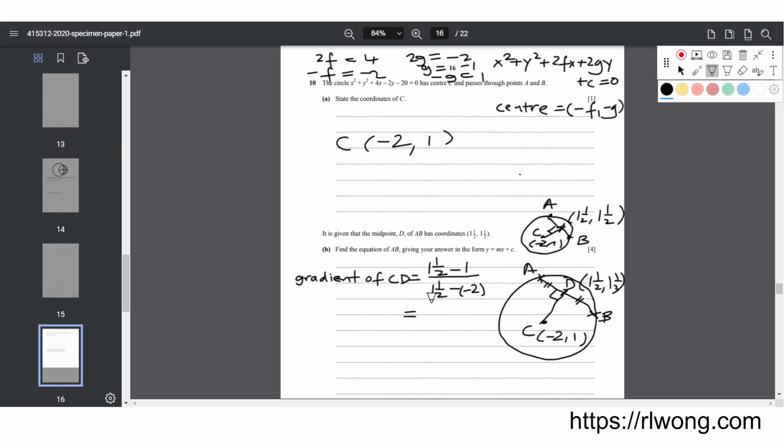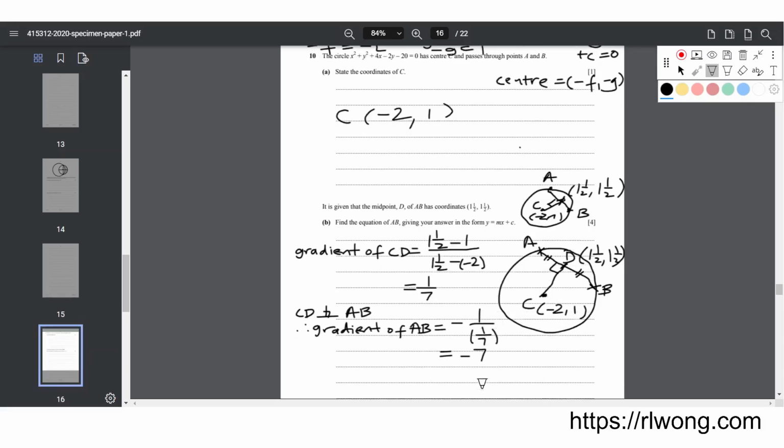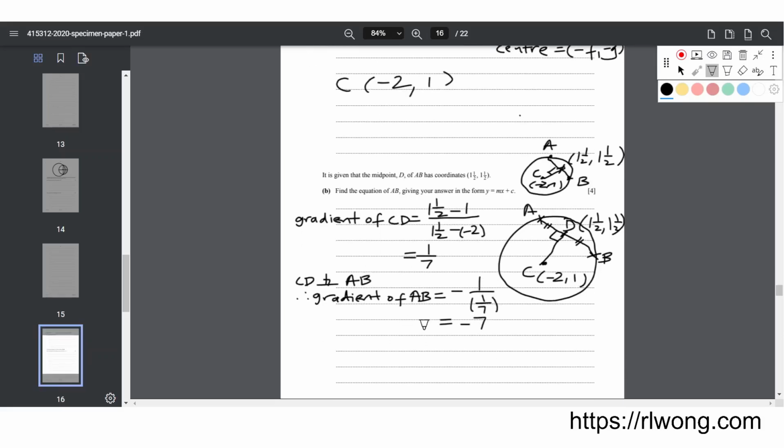Okay, so it's equal to 1 over 7. I know that CD is perpendicular to AB, so the multiplication of their gradients will give -1. So the gradient of AB will be -1 over 1 over 7, which gives me -7. Once I found the gradient of AB, I can find the equation of line AB, because I know D is a point that lies on the line AB.